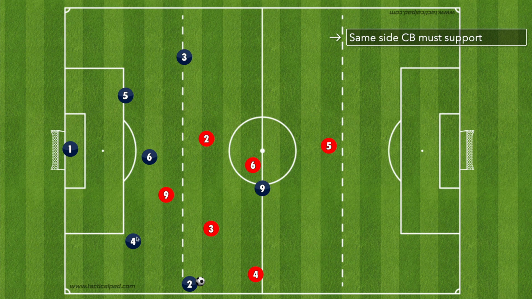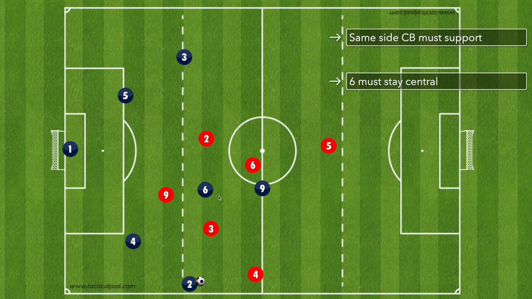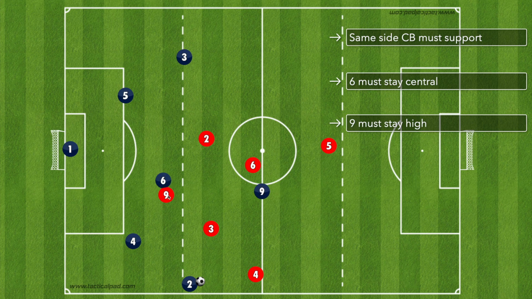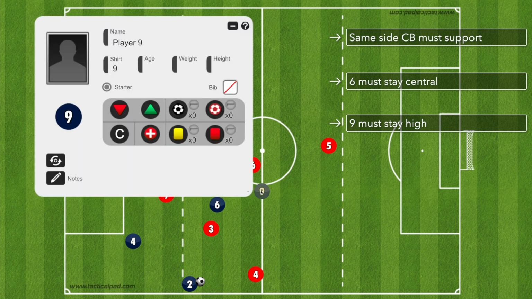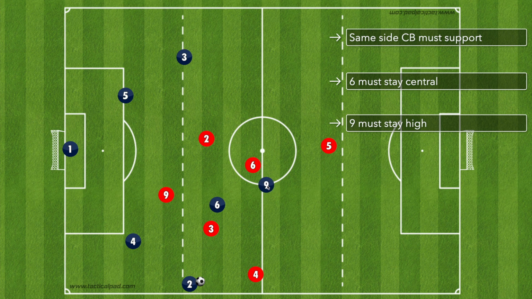As the center back supports, the center midfielder has to come with the play as well to look for the central option, and the 9 has to stay high, again, moving with the ball. So what you'll see a lot of times is either the 6 come over too wide like this, or the 6 might just stay here. They've got to come and support. The 9 also has to go and stay high. So a lot of times you'll see a 9 either come over here or maybe stay here, and again, it just compresses the space.